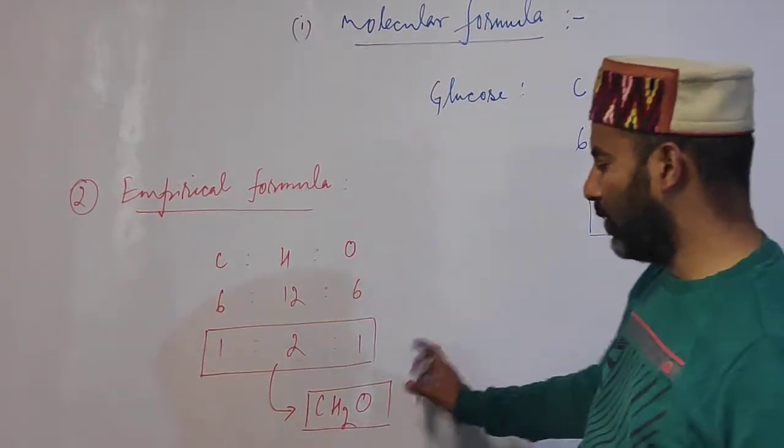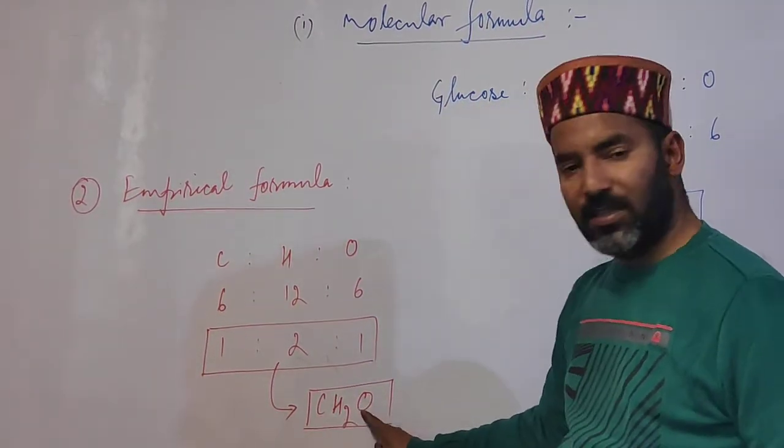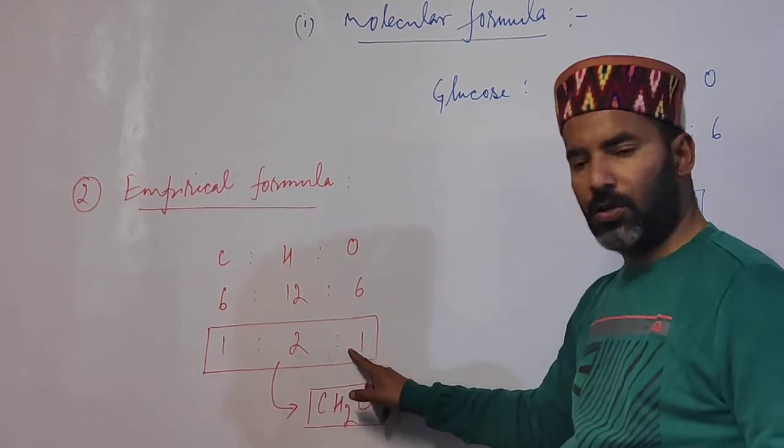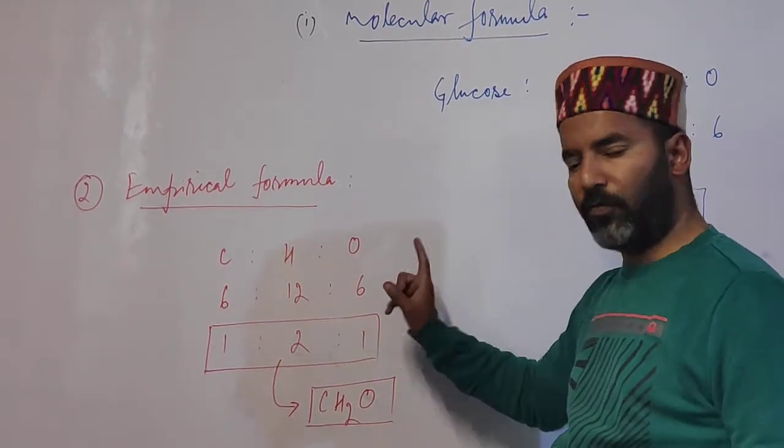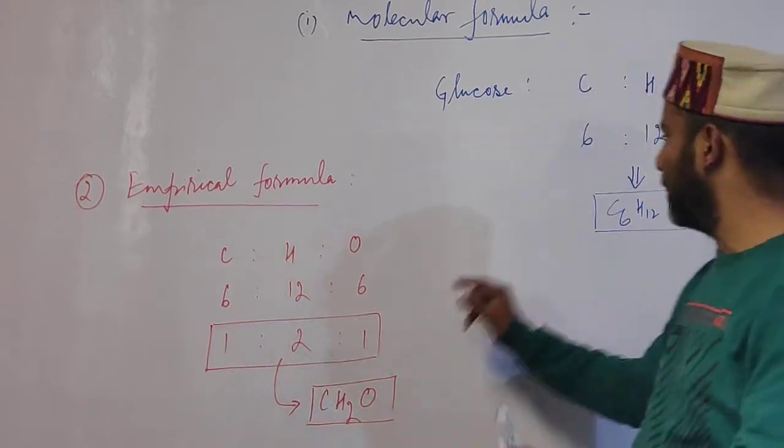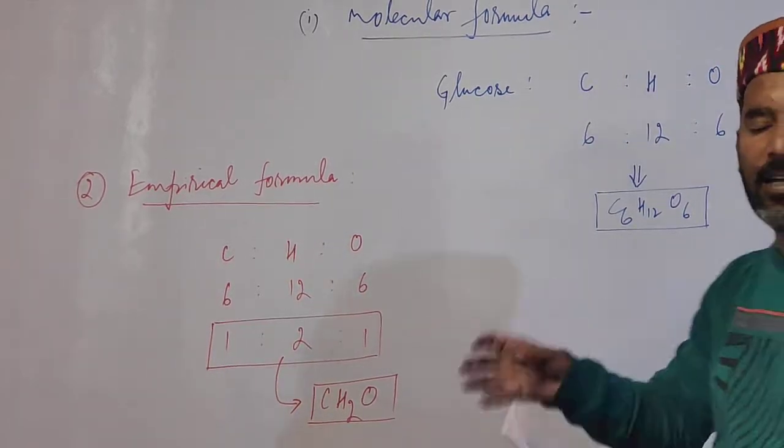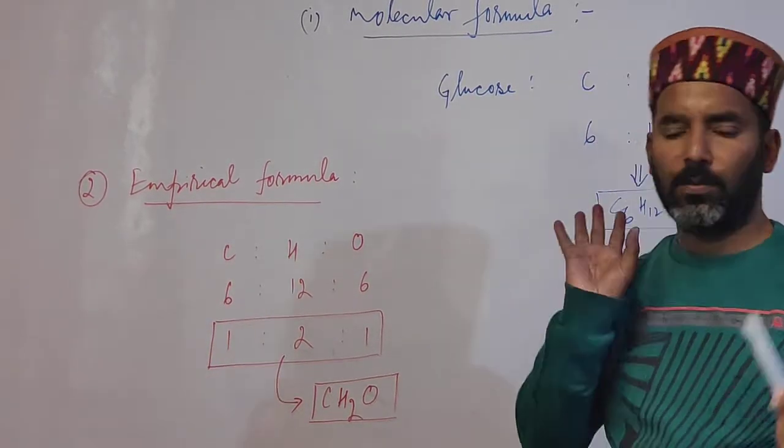So what is empirical formula? Formula that gives the simplest whole number ratio of all the atoms of various elements present in one molecule, and molecular formula gives the exact number of atoms present in one molecule.